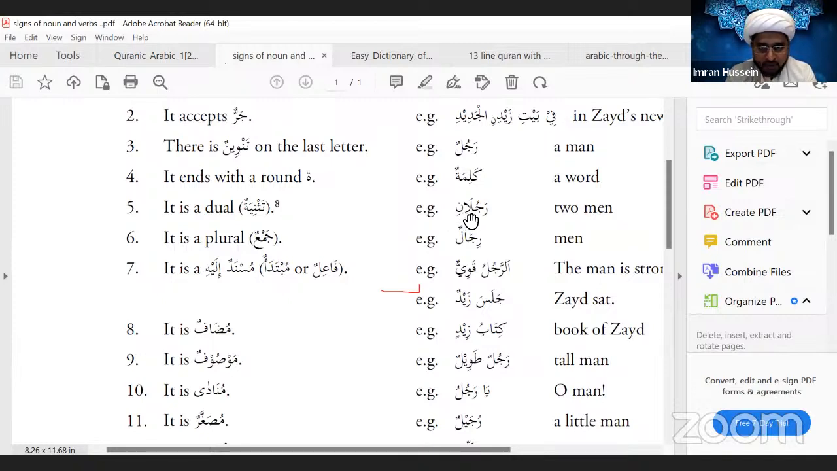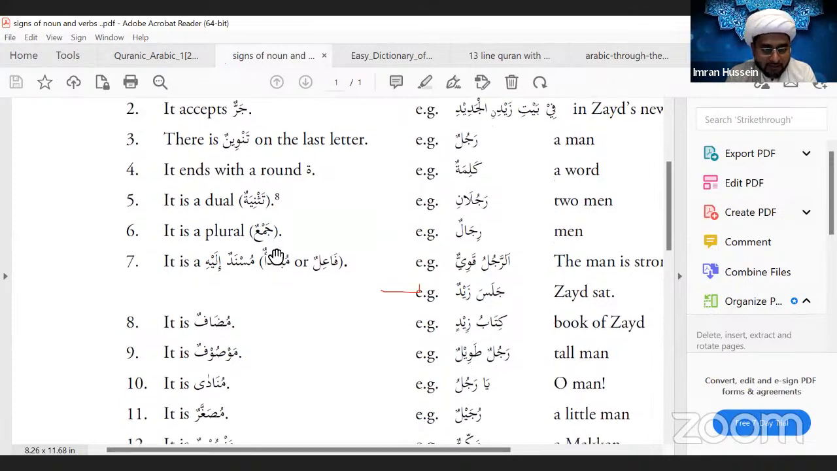So write this point down as well. Rajulani. Normally, if a noun ends with alif and noon with a kasra, it represents two. Dual and plural are common signs, you can write this down. These are two common signs between a verb and a noun. A verb has a dual and also a plural. Just mention this point, and inshallah I'll explain this more next time.